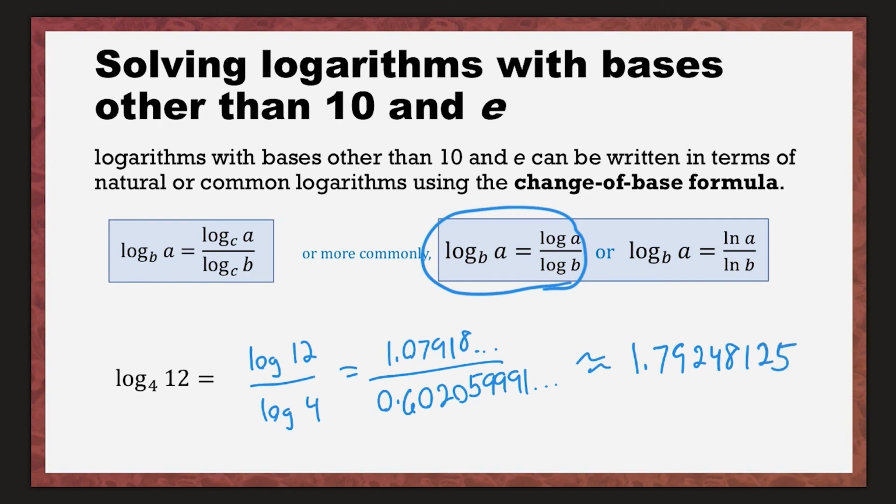So if you divide those two numbers out completely, you'll end up with approximately 1.79248125. And that is because 4 to the 1.79248125 power is approximately 12. Remember, 4 squared would be 16, and 4 to the first power is 4. 4 to what power equals 12? It's going to be a number between 1 and 2, so 1.79248125. And we figured it out. Nice job, everyone.